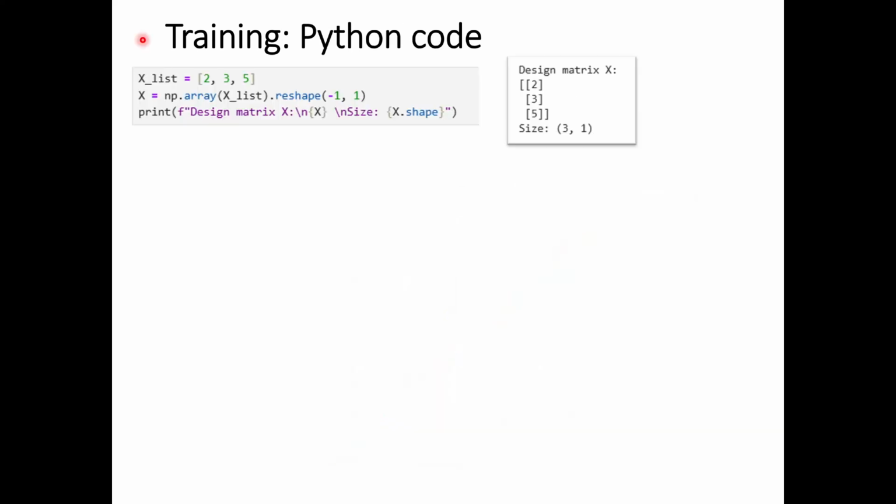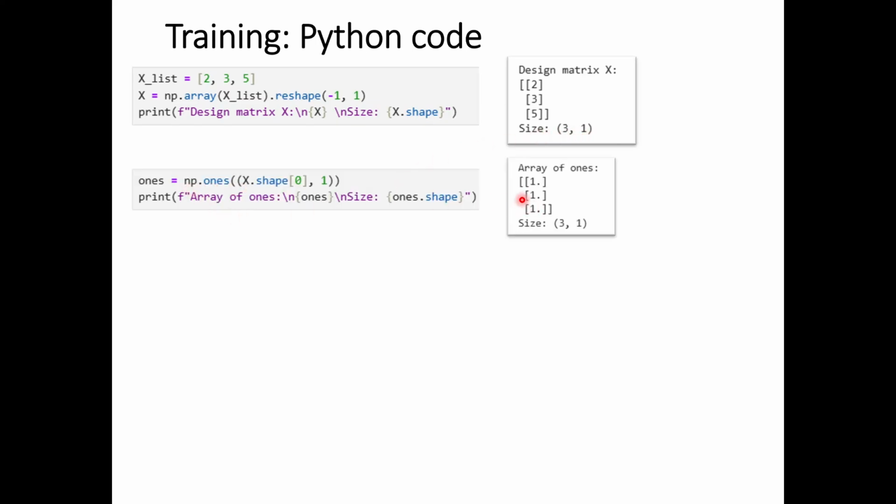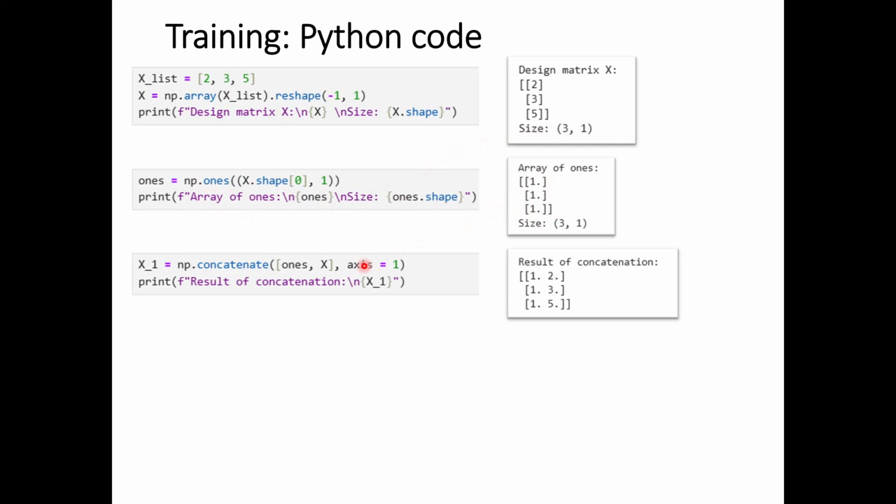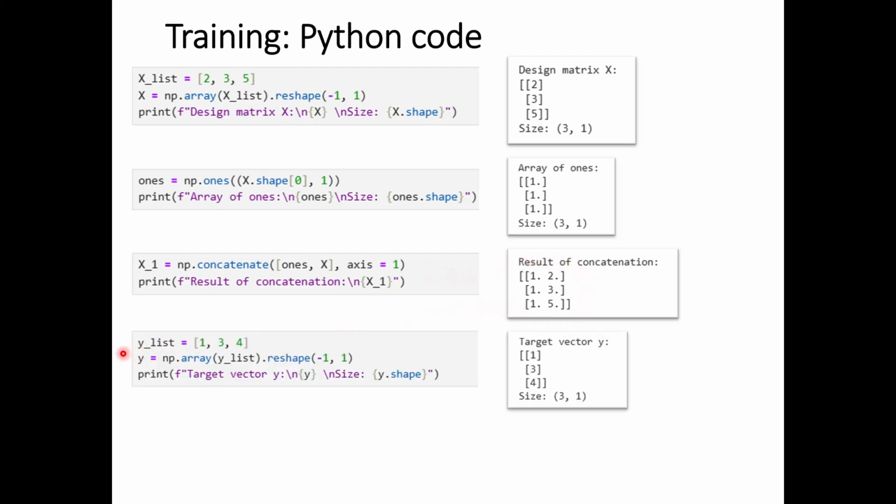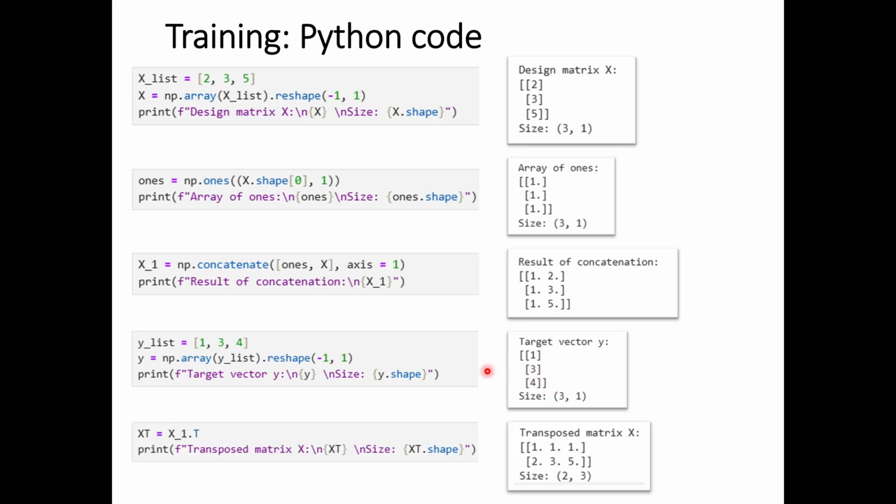Now let's take a look at how the normal equation can be implemented in Python. We use the same dataset as on the previous slides, 3 samples with 1 feature. We make the column of ones. We concatenate it with our design matrix. Here we define the target vector. First, we transpose the matrix X. The columns become rows and vice versa.